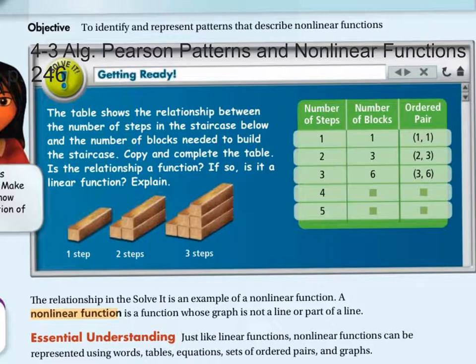If we keep thinking this out, the next one we would need 4 more on the bottom. So that'd be a total of 10. And then the next one we would need 5 more on the bottom from that. So that would be 15. And then what they're doing is they're making these ordered pairs that we could then graph to see what that looks like.